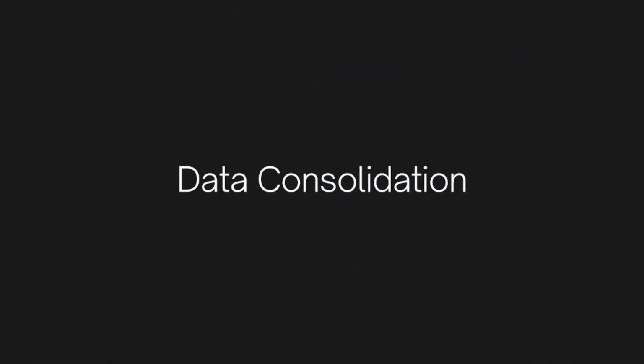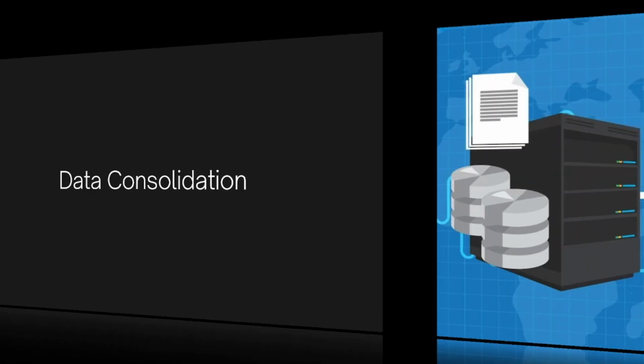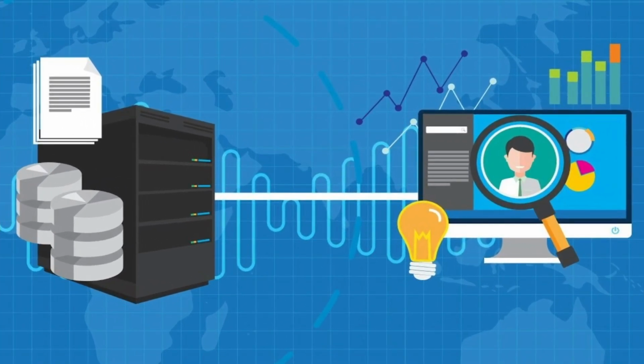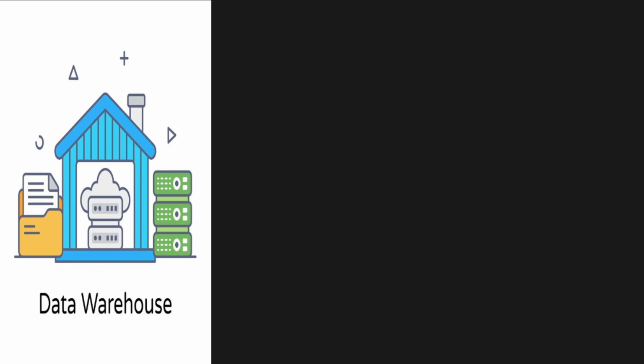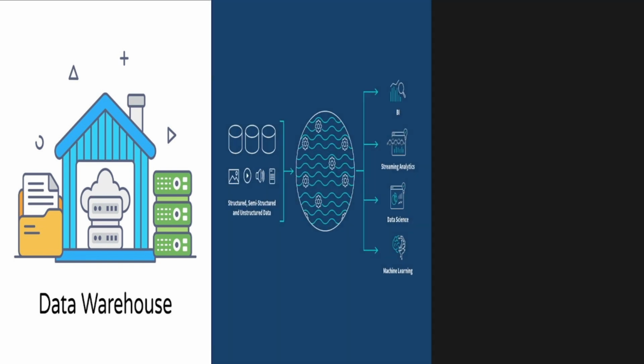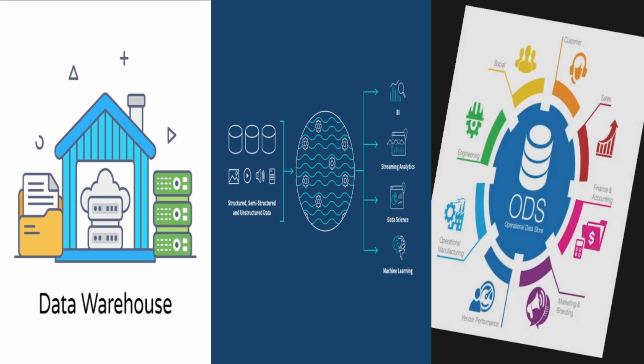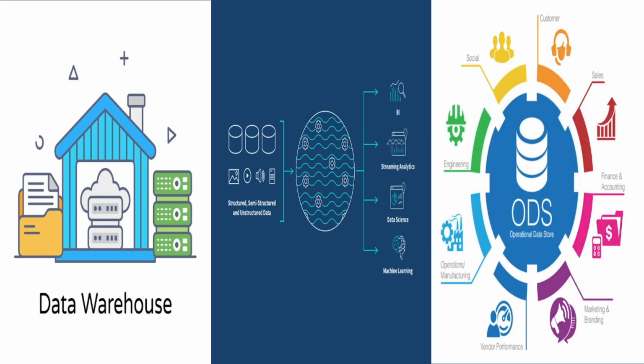Lastly, we have data consolidation, which is probably the most familiar method. This is where data from multiple sources is physically combined into a single database. For example, companies use data warehouses to store and analyze massive amounts of data. Data lakes store raw data that can be processed later. Operational data stores provide a near real-time snapshot of business data.